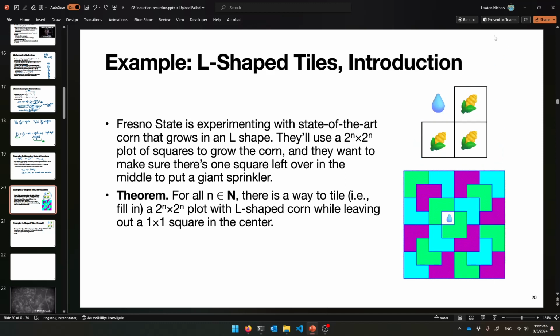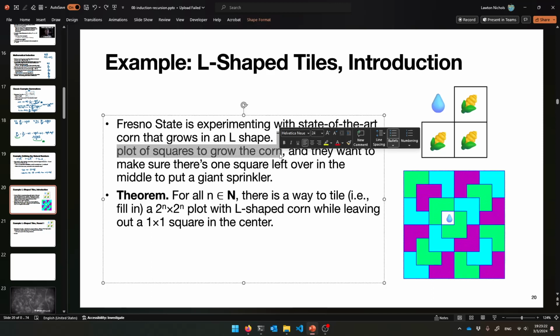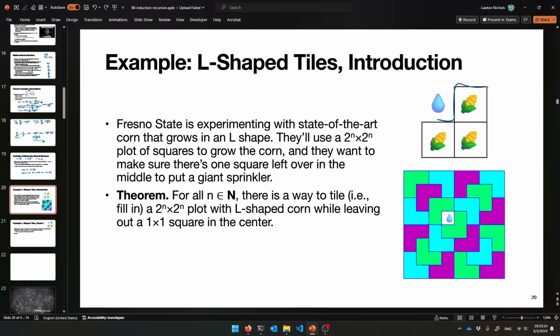All right? And Fresno State plans to use a 2^n by 2^n plot of squares to grow the corn, because each tile takes up 3 squares total. They're going to use a 2^n by 2^n grid to grow their corn, and they want to make sure that if you fill out your 2^n by 2^n grid, you're going to put in L-shaped tiles of corn, like here's one right here maybe, here's another right here maybe.